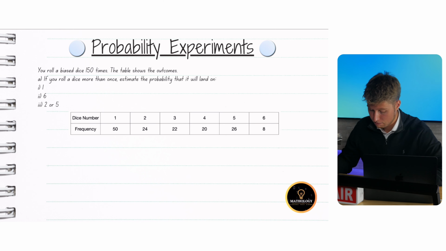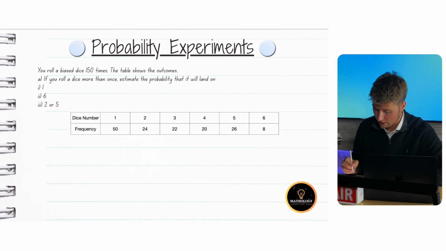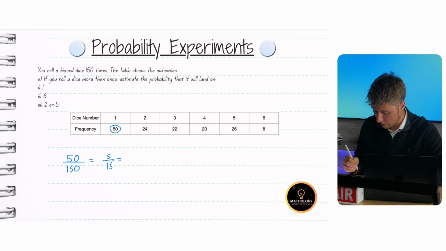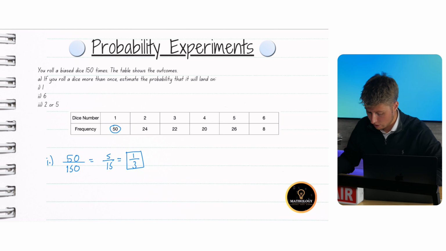The next question says you roll a biased dice 150 times. The table shows the outcome. Part A says if you roll a dice more than once, estimate the probability that it will land on a 1. So if it lands on a 1, the frequency is 50. So that means the relative frequency, which is also the probability, will be 50 out of the total sample size, which is 150. We can divide top and bottom by 10 to give us 5 over 15, and then divide top and bottom by 5 to get 1 over 3. So that's the first probability for rolling a 1.